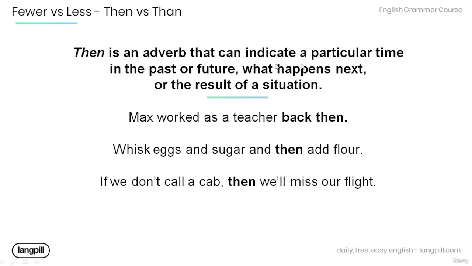Then is an adverb that can indicate a particular time in the past or future, what happens next, or the result of a situation. Have a look at the examples below. Max worked as a teacher back then, in the past. Whisk eggs and sugar and then add flour. What happens next? If you don't call a cab, then we'll miss our flight. Result of a situation.